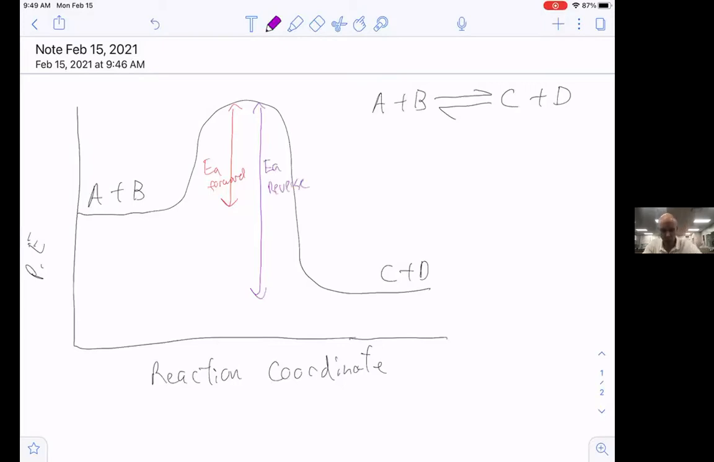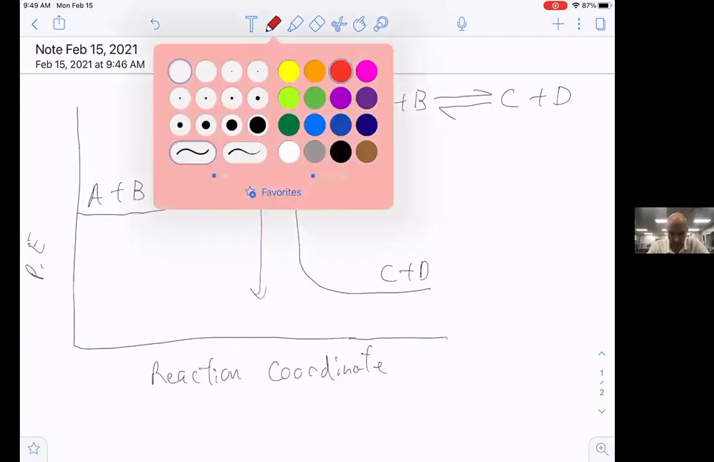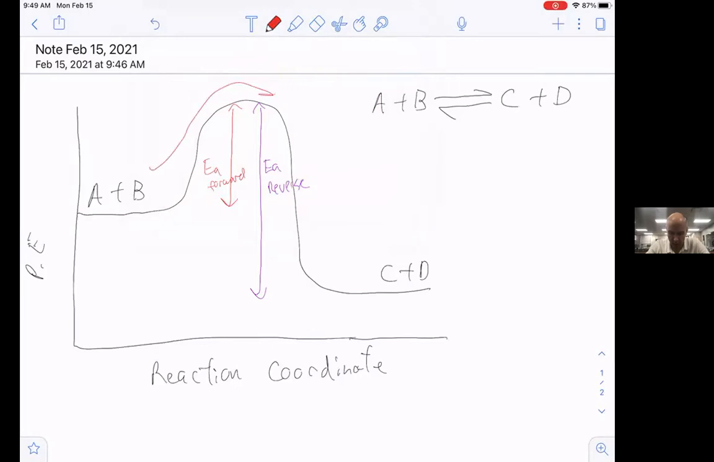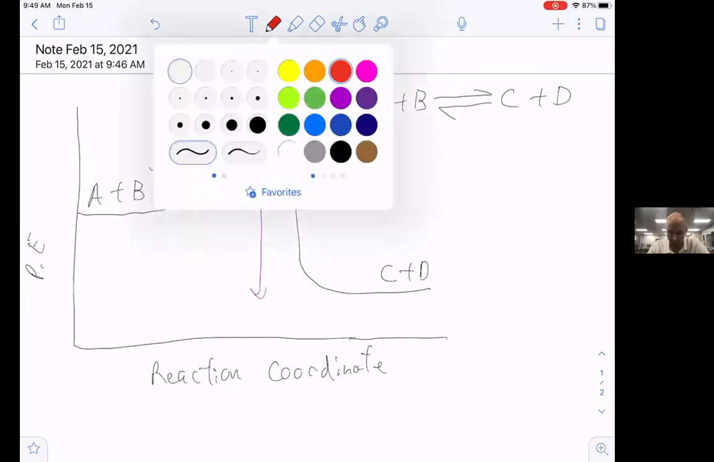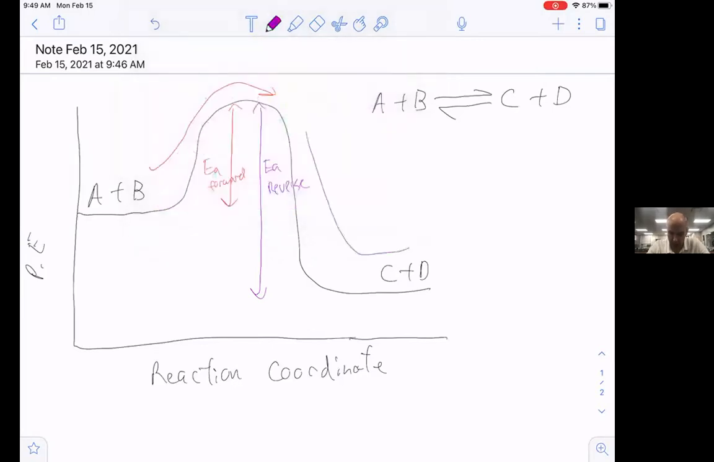And so that is why in this diagram, the forward reaction is favored. It is easier for A and B to get over their activation energy hill than it is for C and D to get over its. So in other words, we would say the forward reaction is favored, okay?